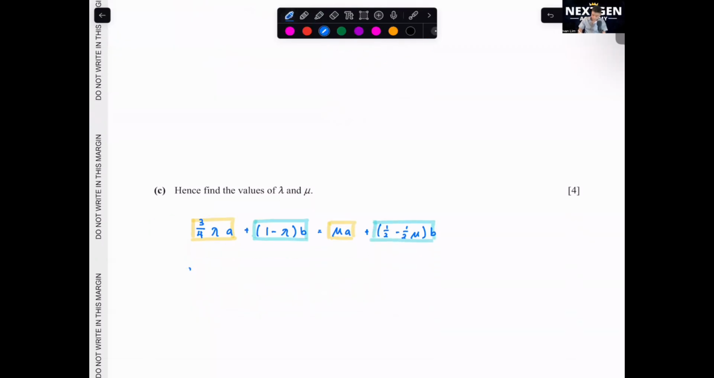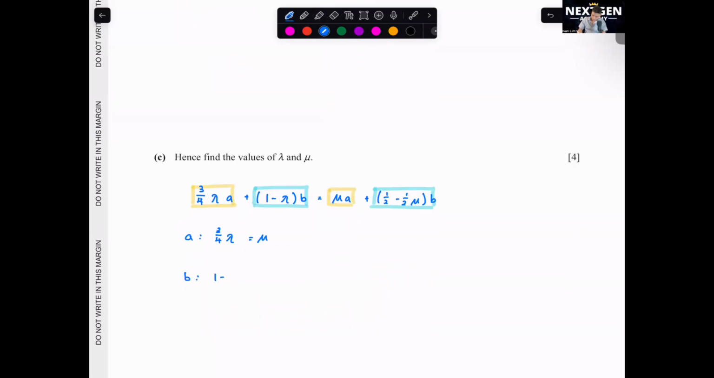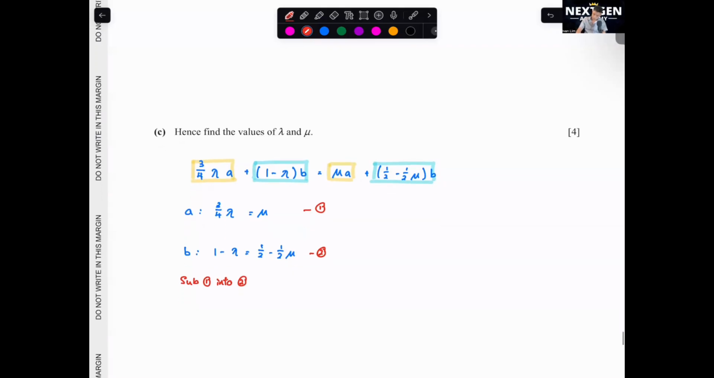So A will be 3 over 4 lambda equals mu. B, 1 minus lambda equals 1 over 2 minus 1 over 2 mu. This is equation 1. Equation 2, sub 1 into 2. So here will be 1 minus lambda equals 1 over 2 minus 1 over 2, 3 over 4 lambda.